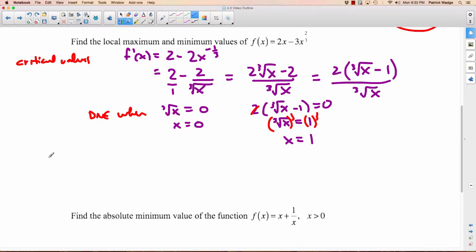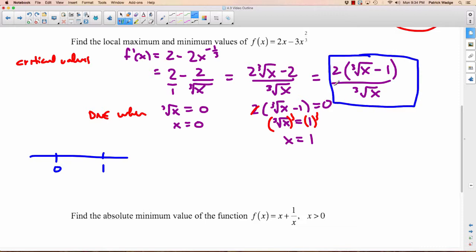What are we going to do with those? We're going to put them on our wiggle graph, 0, 1. And what we're going to do now is check the intervals. Where are we going to test them? We're going to test them in the derivative, and I would recommend you do it right here in this factored form. All we want to know when we do this is whether it's going to be positive or negative. So let's start with something up here.